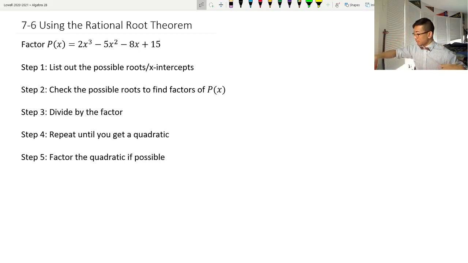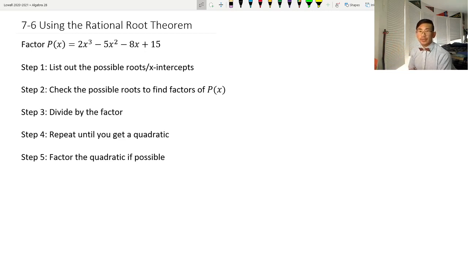Welcome folks. As promised at the end of the last video, we are going to actually use this rational root theorem slash factor theorem. Now the rational root theorem, again, is basically the factor theorem, but in a more generalized and more helpful sense, to actually factor this thing. So I wrote out our steps, and we're going to work through them one at a time.